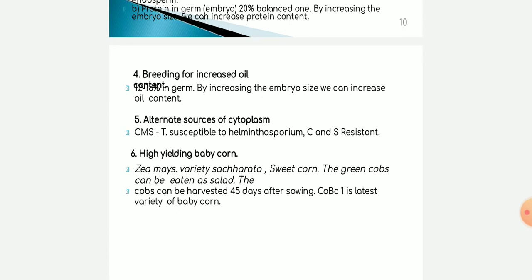Then the last one, high yielding baby corn. Zea mays variety saccharata, that is sweet corn. The green cobs can be eaten as a salad. Cobs can be harvested 45 days after sowing. The variety COBC1 is the latest variety of baby corn.